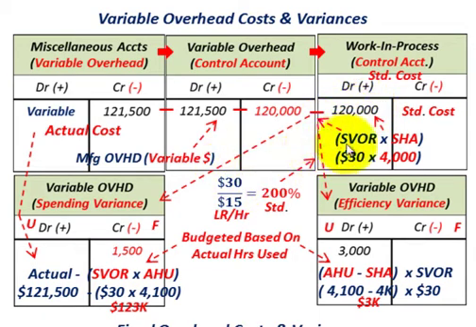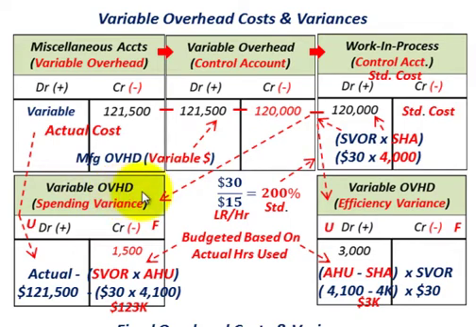Just understand again, the standard variable overhead rate was budgeted on a standard basis at $30 per hour, and our labor rate is $15 per hour. The division gives us 200%. So our standard variable overhead rate of $30 is really 200% of our direct labor dollars at $15. If you know your direct labor dollars, you just take 200% times those dollars, and that gives you your standard variable overhead dollars. Okay, so going back to our variances.